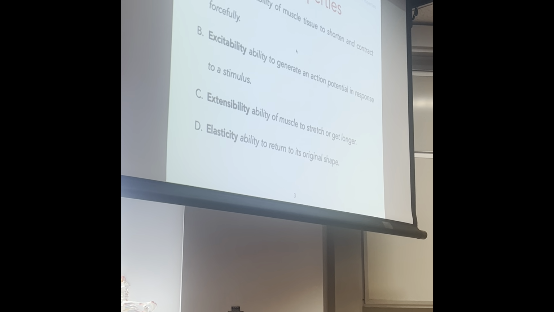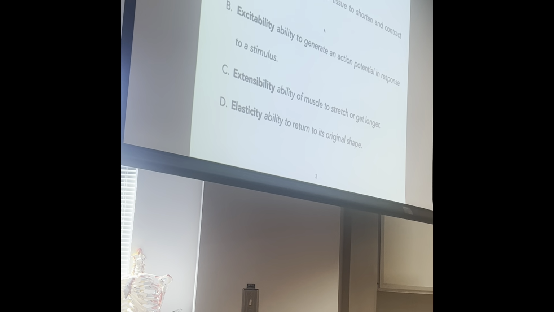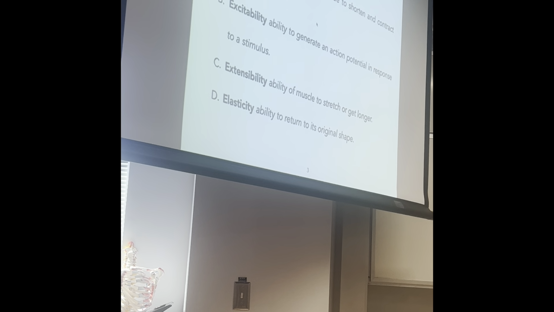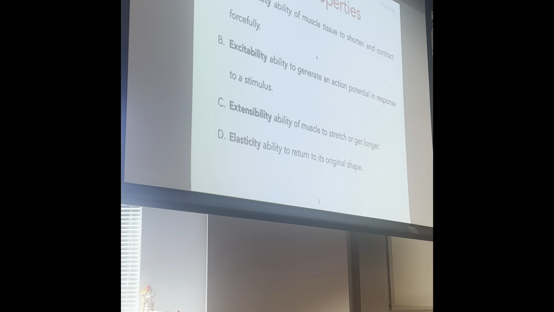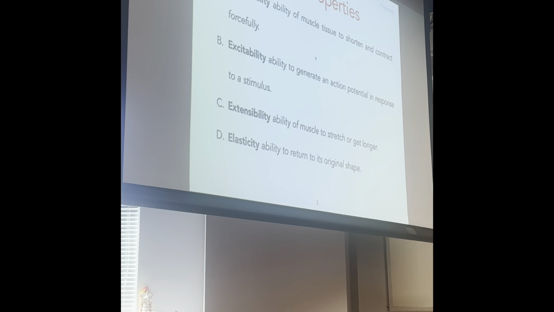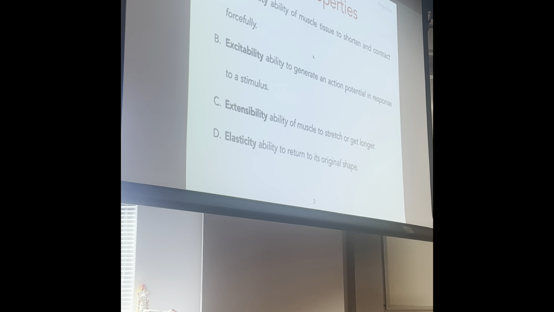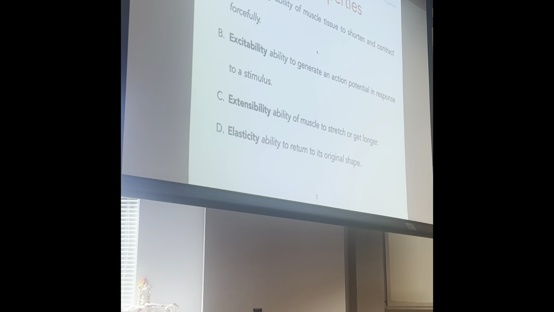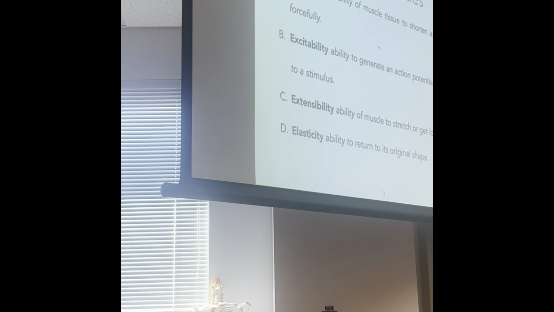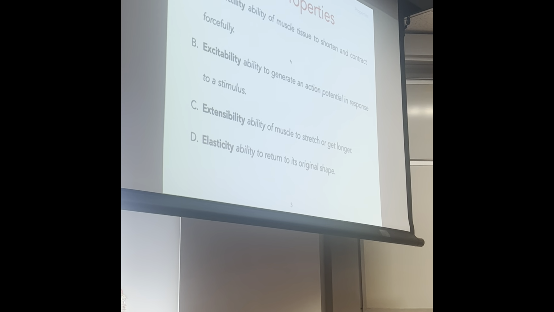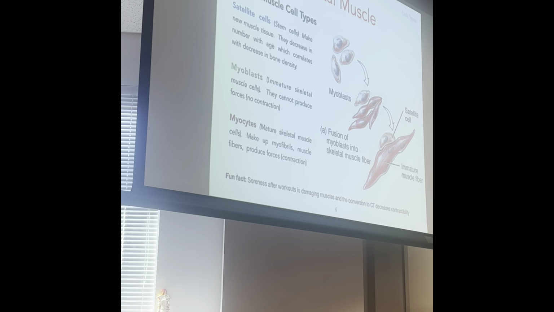Know these 4 properties of muscle. Muscles do one thing, they contract, contractility. Muscles are extensible, that means that they can get longer. And elasticity is the muscle's ability to bounce back to its original shape. Excitability just means that they're excitable through nervous tissue, right? We talked about motor neurons and how they generate action potentials to allow muscles to contract. So know those 4 properties.